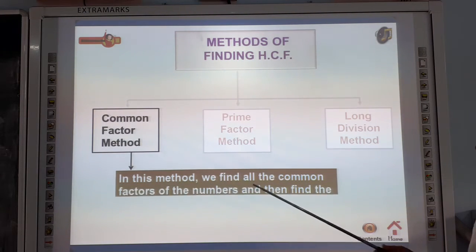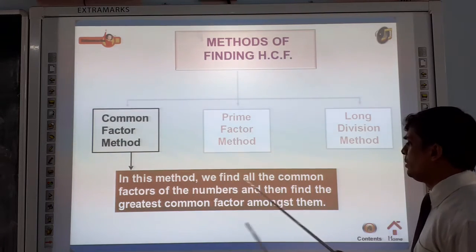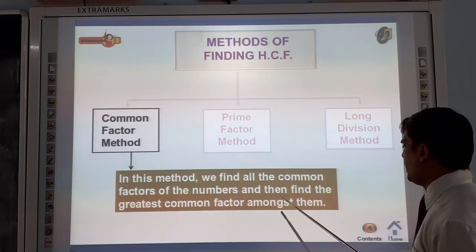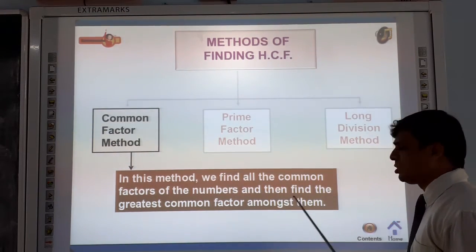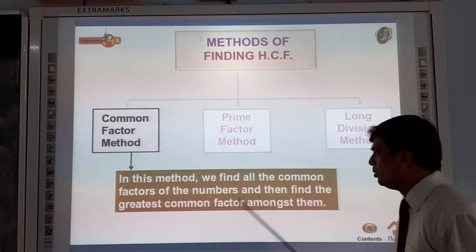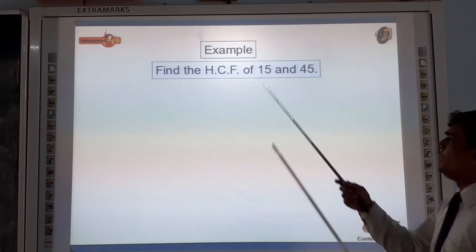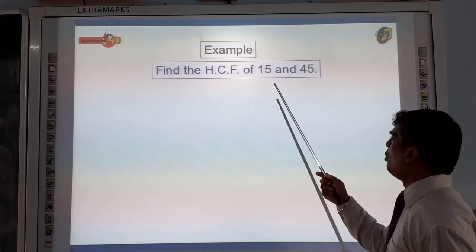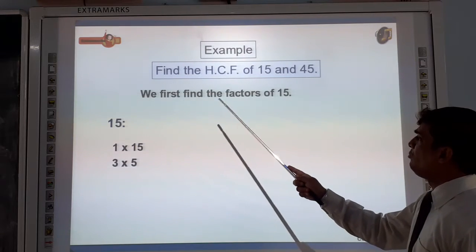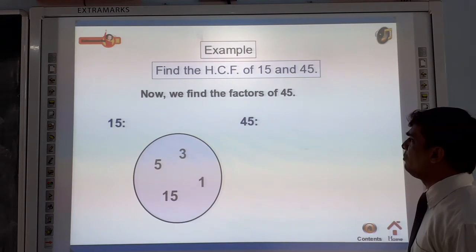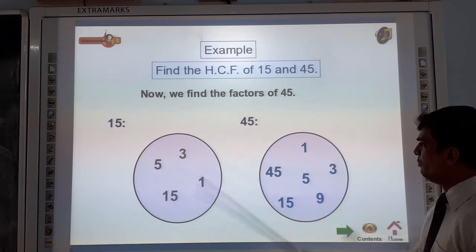Now first, common factor method. In this method we find all the common factors of the numbers and then find the greatest common factor amongst them. Okay, look at this. Now example is find the HCF of 15 and 45. Look at this. We first find the factors of 15 and 45.